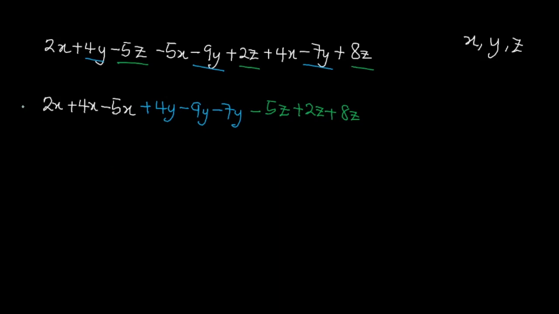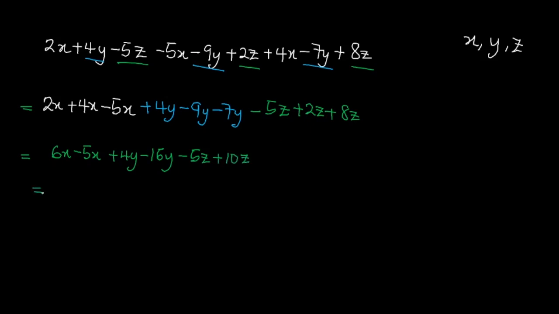Okay, so from here, all I need to do is to simplify my equation by adding or doing the subtraction when necessary. So over here, I have 2x plus 4x, that is going to give me 6x, then minus 5x. Then we are done with this. If we come to the y component, we have plus 4y, then minus 9y minus 7y will give us minus 16y. Then we have minus 5z, then 2z plus 8z will give me 10z, so plus 10z.